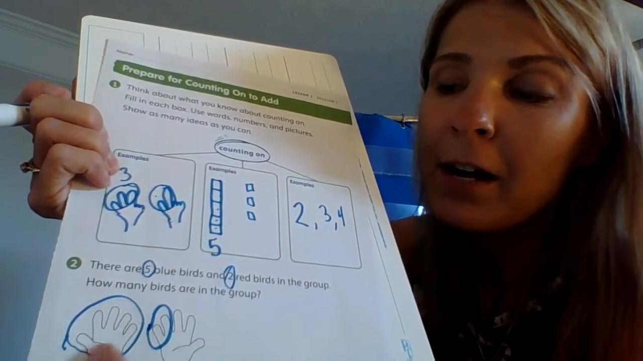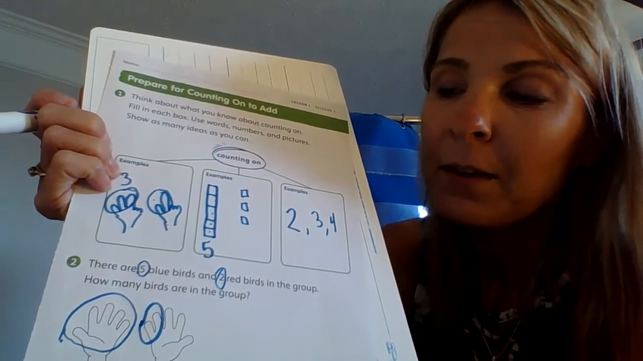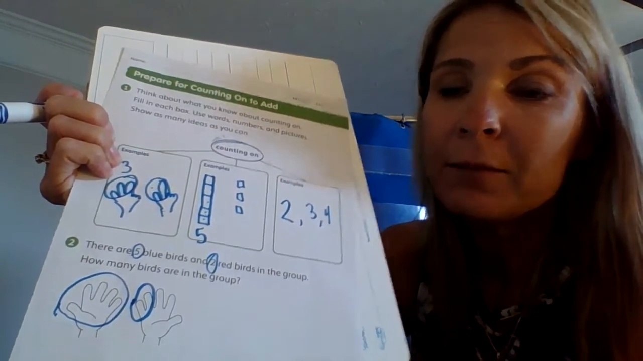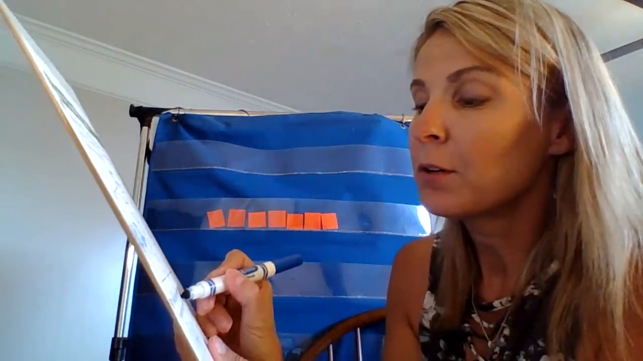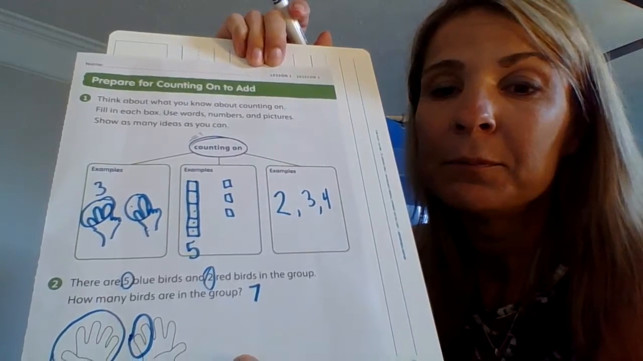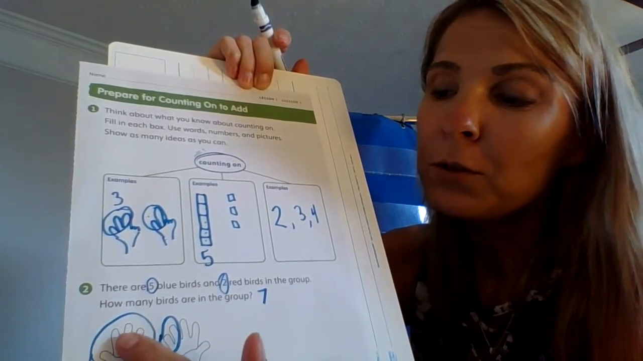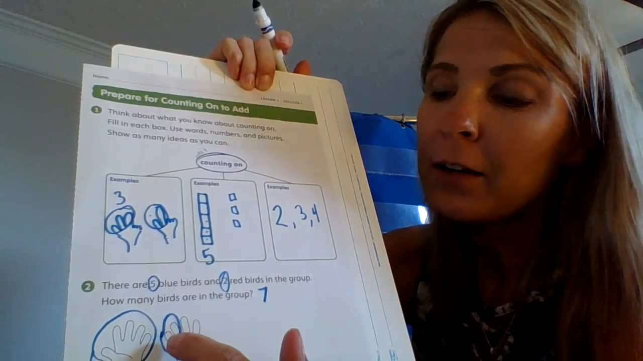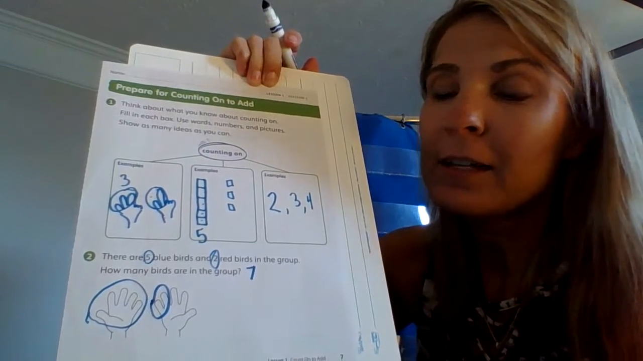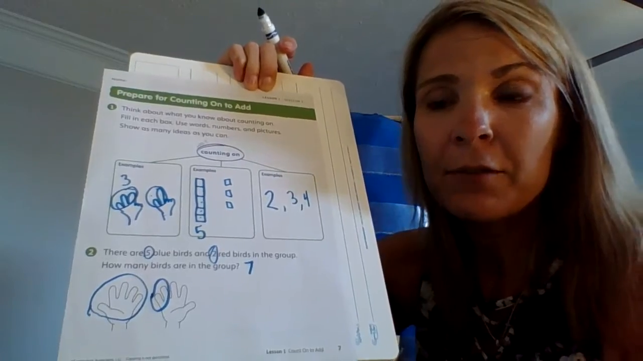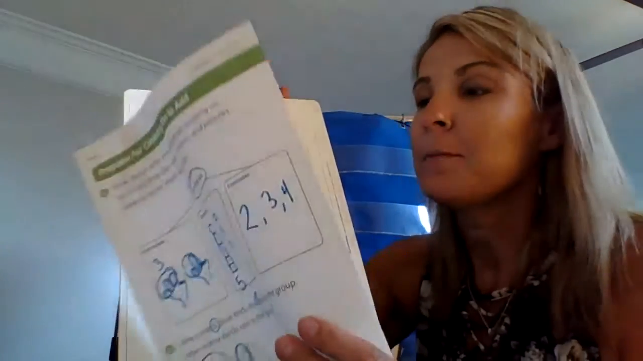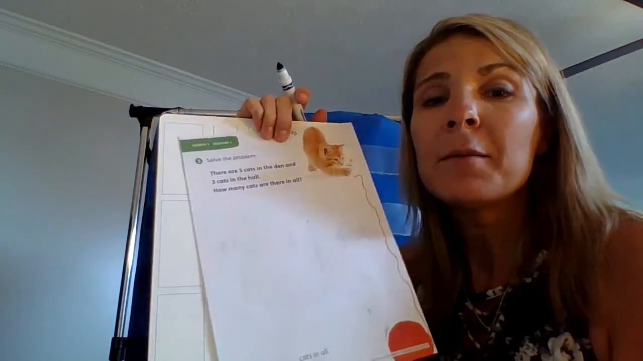So you can say 5, 6, 7. And that would be 5 plus 2 equals 7. So there are 7 birds in the group. Yes, you can count 1, 2, 3, 4, 5, 6, 7, but the strategy that we're learning is counting on. Take that bigger number, 5, 6, 7. All right, pause it if you need to get caught up.